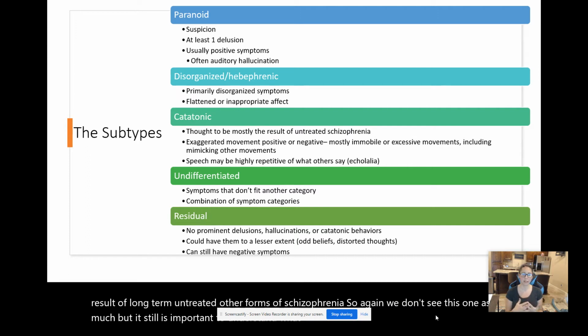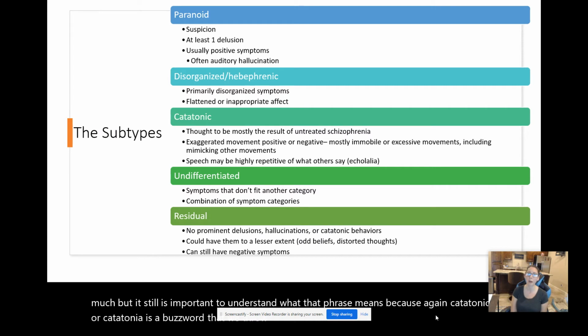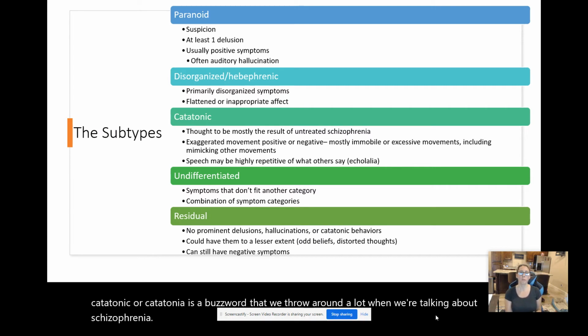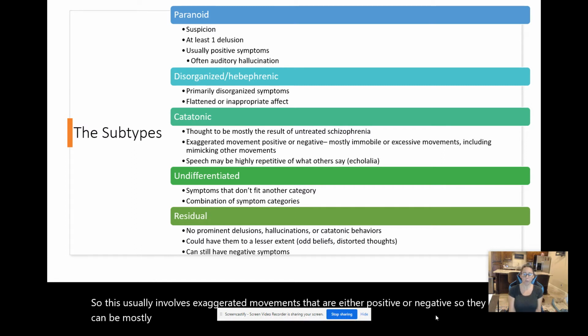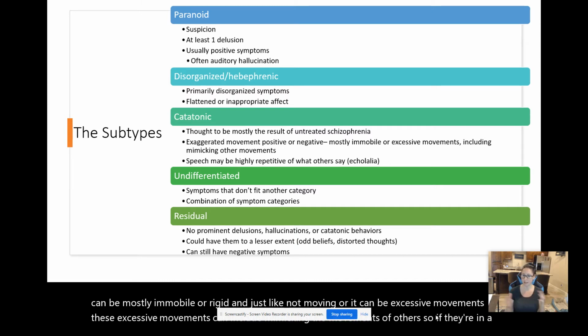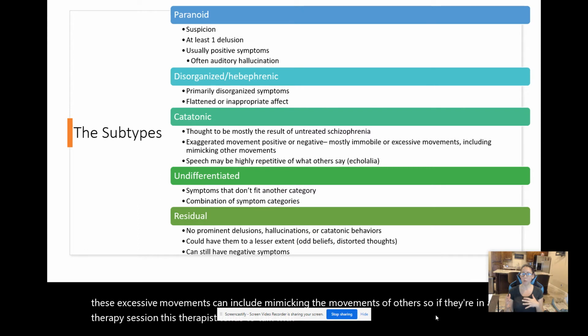So again, we don't see this one as much, but it still is important to understand what that phrase means because again, catatonic or catatonia is a buzzword that we throw around a lot when we're talking about schizophrenia. So this usually involves exaggerated movements that are either positive or negative. So they can be mostly immobile or rigid and just not moving, or it can be excessive movements. These excessive movements can include mimicking the movements of others. So like if they're in a therapy session and the therapist tends to talk with their hands, they will be mirroring that and moving their hands along with them.